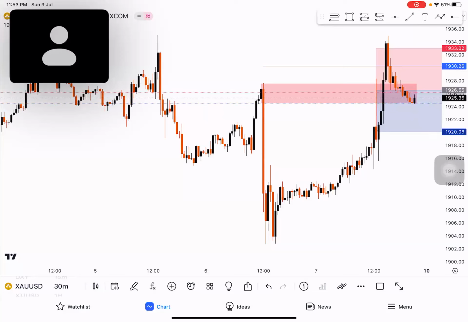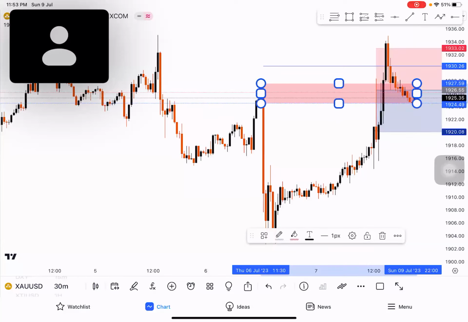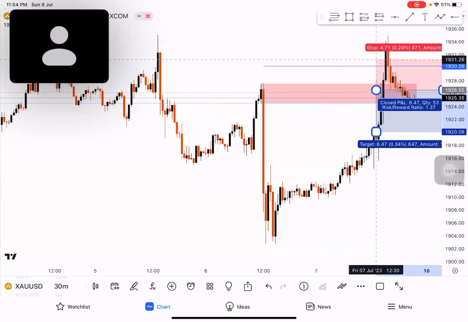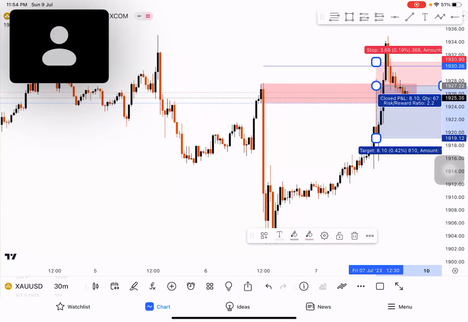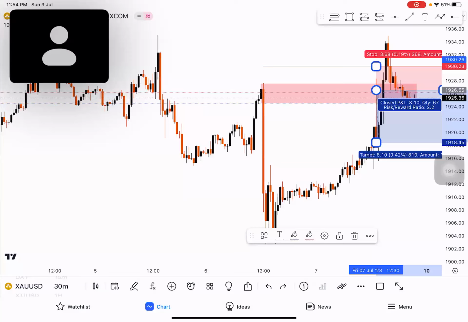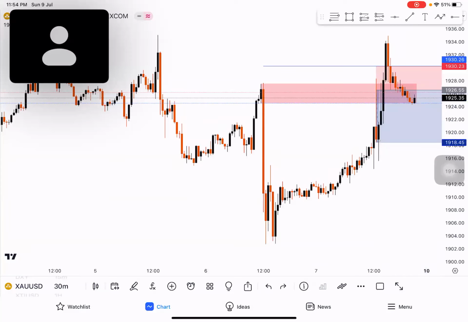Right after your zone, calculate from your entries or from the zone. It's better for you to get the SL 25 pips distance from your zone. So right here, I will take my SL just on this point, and my reward is on the previous structures.